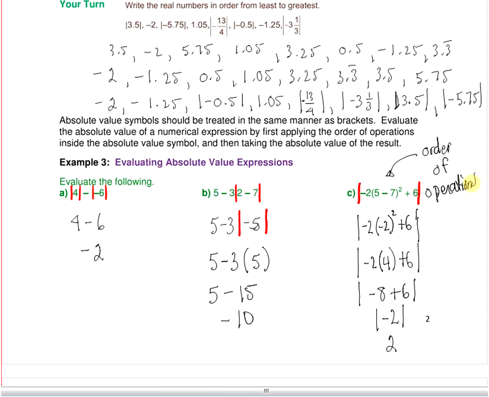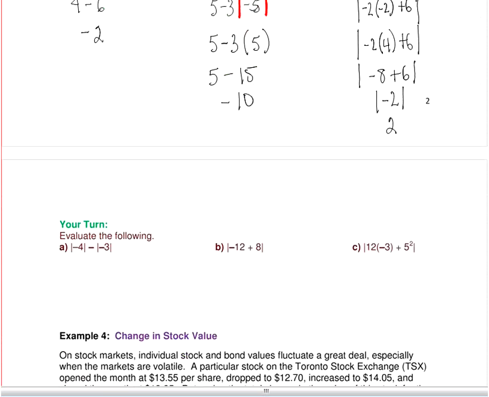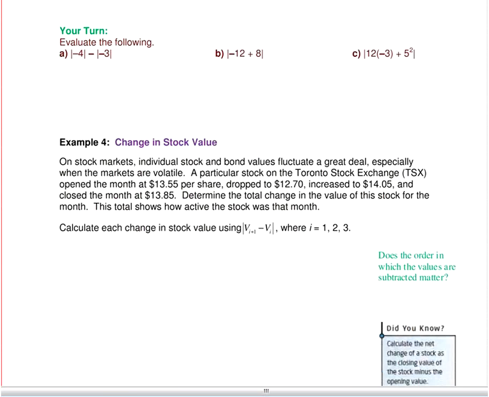Okay, now on your next page you'll have 3 questions to try on your own, so put the pause button on and work them out. Alright, so on the first question, absolute value of negative 4 is 4, minus the absolute value of negative 3 is 3, 4 minus 3 is 1.